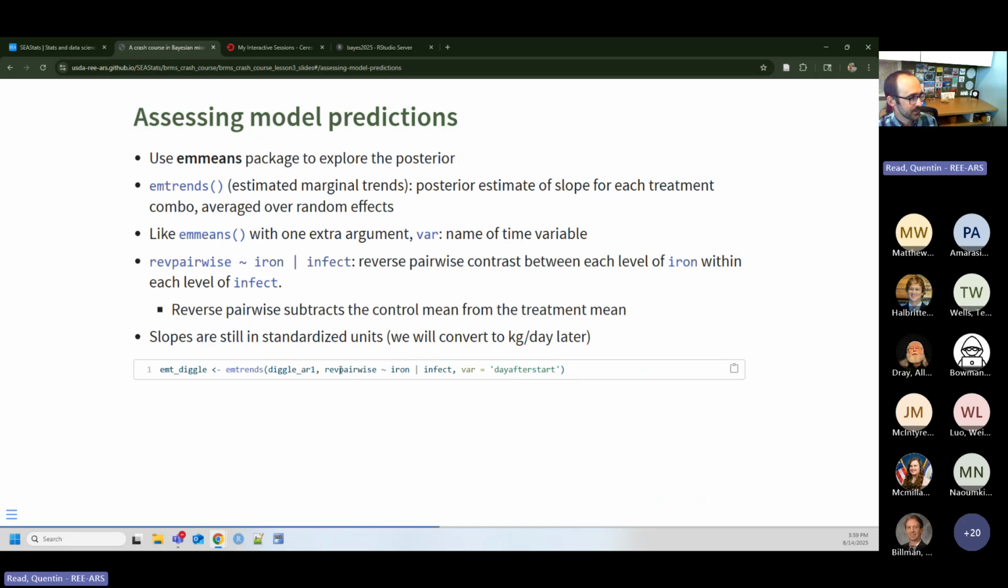And so we use this, and we say var equals day after start. This is the name of the time variable that we want the slope for. So we want the contrasts between each iron level within each infection group, and we're going to use day after start. And you can see we're using the AR1 model to make these predictions. Since we've gone through this lengthy process to figure out it's the best model, now it's the one we're going to use to make predictions and actually make inference.